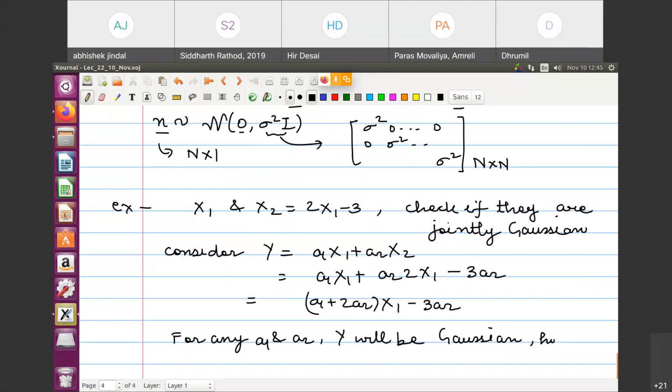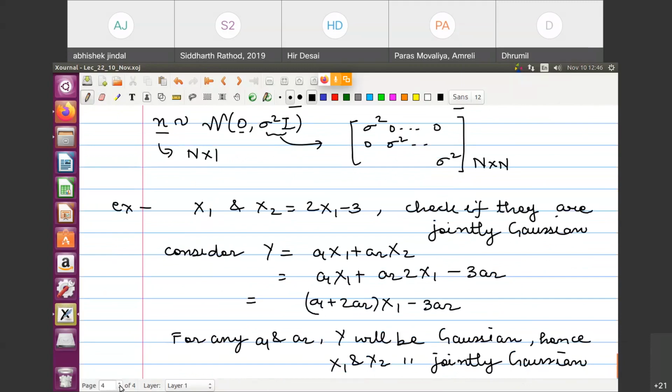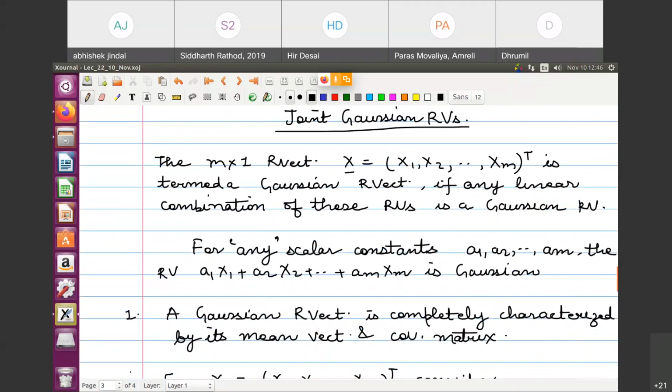Hence, x1 and x2 will be jointly Gaussian. But the question is whether the density, the PDF, will exist or not. So you will see that it doesn't exist. Why? Because another random variable can be directly obtained if you know x1.